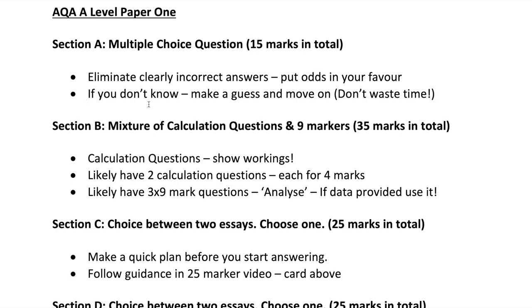Let's have a session on AQA A-Level Paper 1. So when you open the paper, you're going to see Section A. And Section A is multiple choice questions, and there's going to be 15 on offer. So there's 15 marks in total that you can get here.